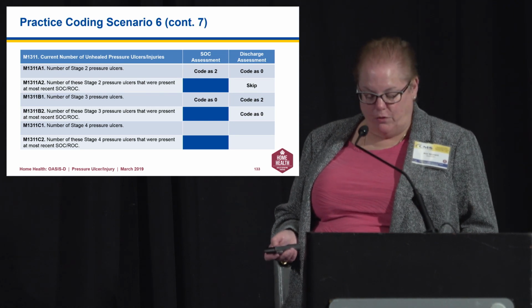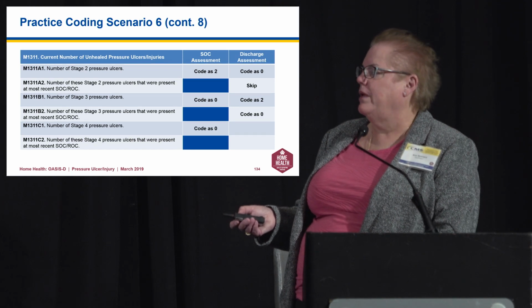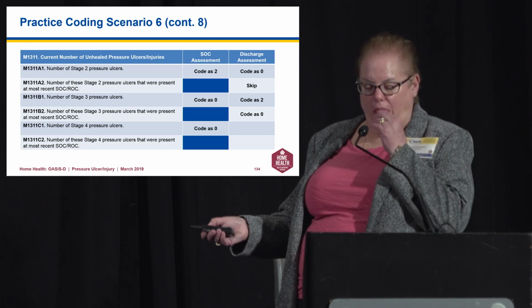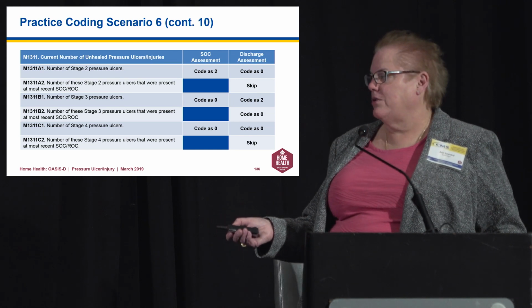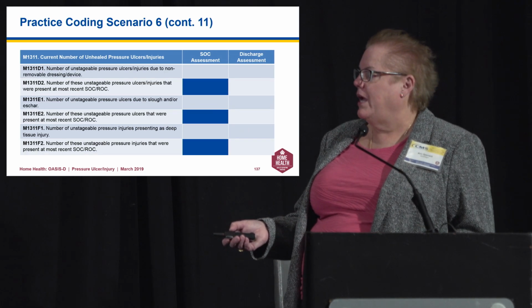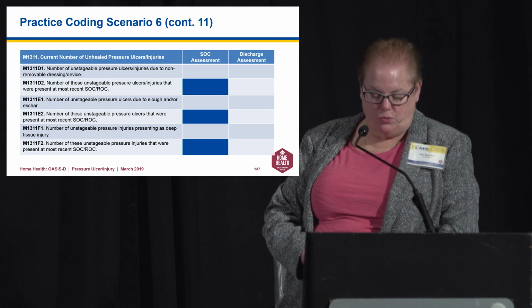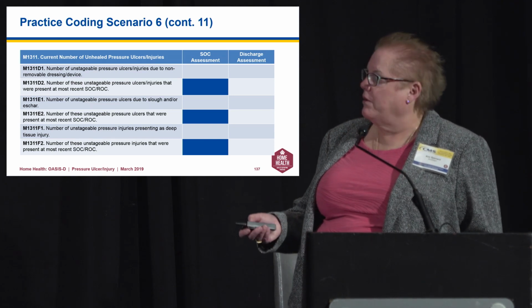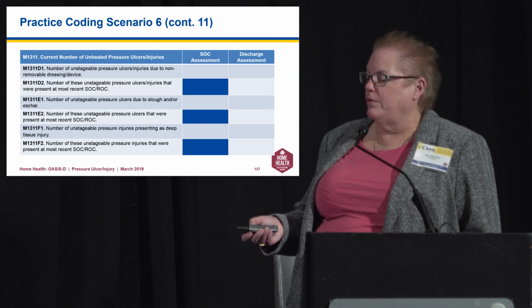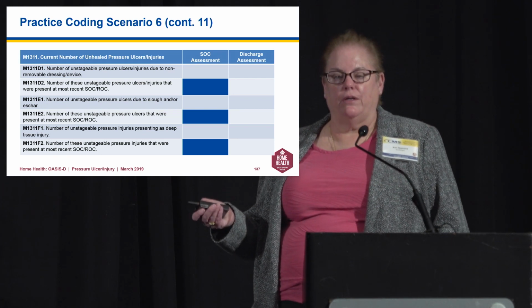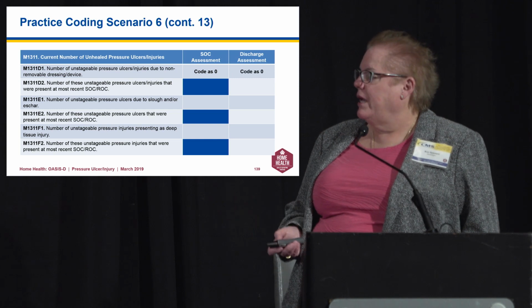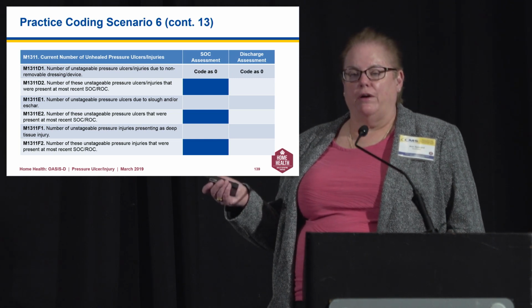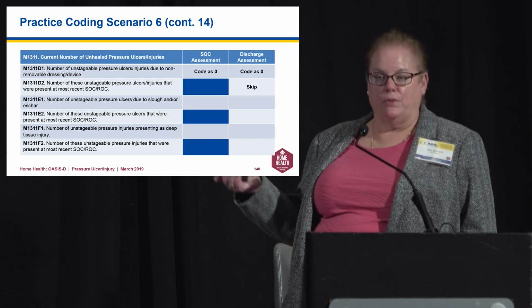And did we have any stage 4 pressure ulcers? No. How about at discharge? No. So the next question would be skip, right. So none of them were present upon admission. And then we go into the ones with pressure injuries due to non-removable dressings. Do we have any of that at start of care? We had 0. How about at discharge? Right. How about any present on start of care? It would be a skip, right, because we didn't have any.